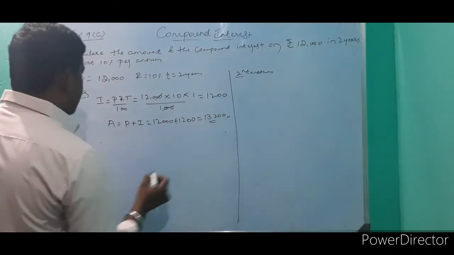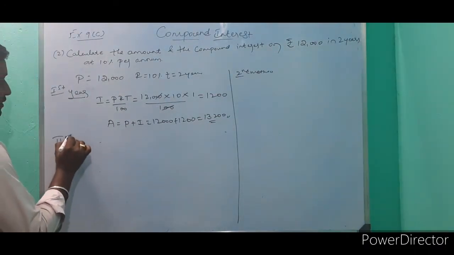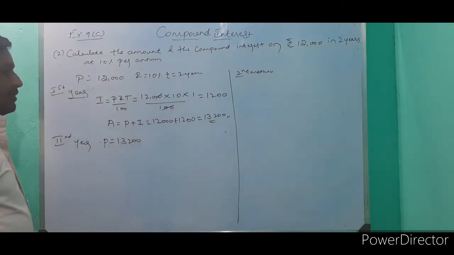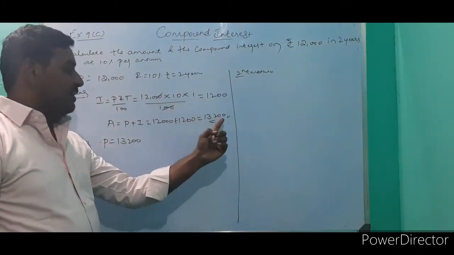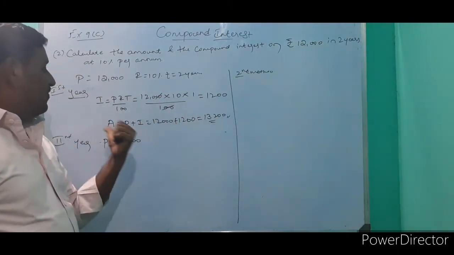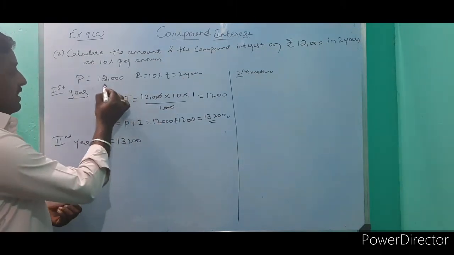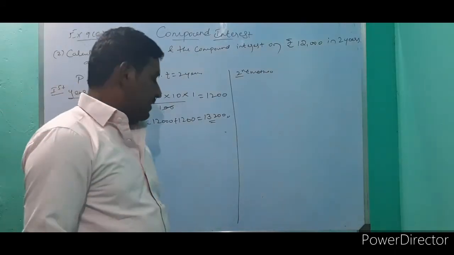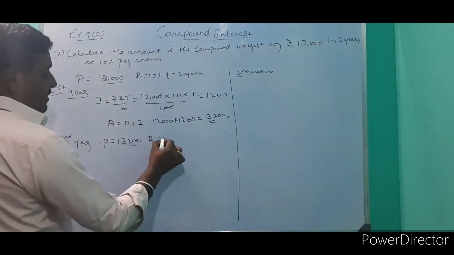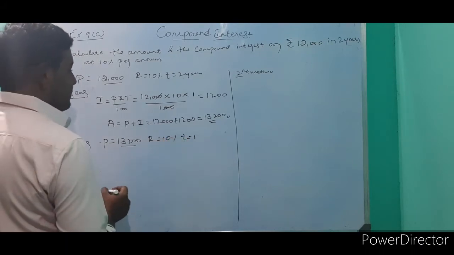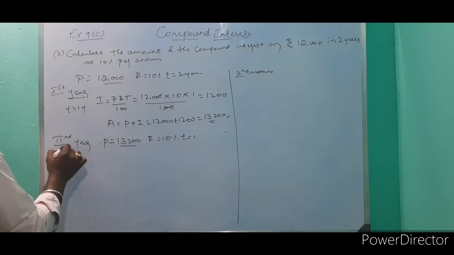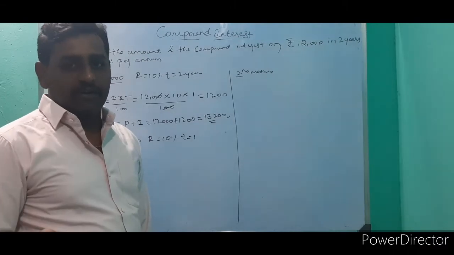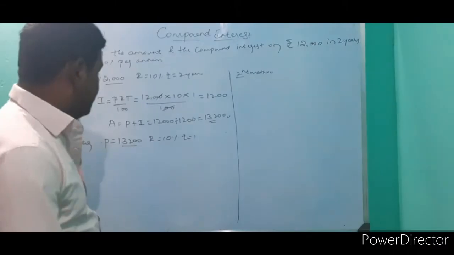So this amount is the principal amount for the second year. Here, principal plus interest added together is the principal for the second year. Look at this: the principal is changing. The first year it is 12,000, and the next year it increases by adding the interest. So the rate of interest is the same. T is 1 year again, because the first year we already found out. For the second year we have to use only 1 year, since one year is already done.